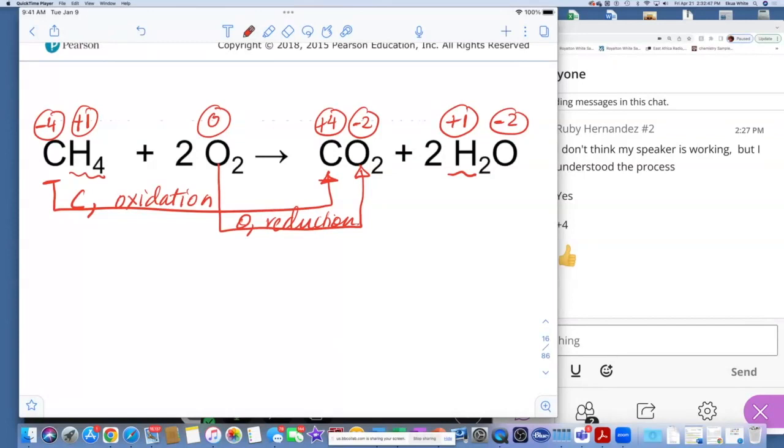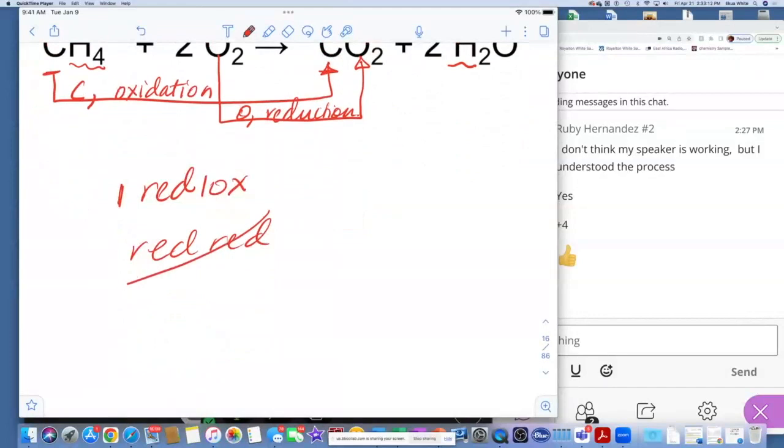And I mentioned this yesterday, that I learned this by doing a lot of problems, trial and error: in one chemical reaction, you only have one oxidation and one reduction. Every chemical reaction that's a redox reaction has one red for one ox. We don't have red red or ox ox. That doesn't exist. You don't have multiple reductions in one reaction, meaning that when you've worked hard to identify the one element being reduced, that's the only element being reduced.